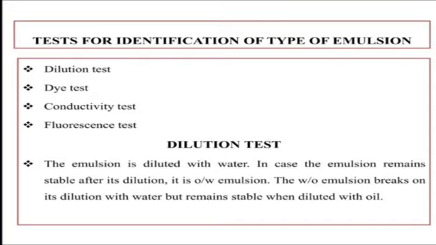We identify the type of emulsion by using these tests: dilution test, dye test, conductivity test, and fluorescence test. First one is the dilution test. In this test, the emulsion is diluted with water. If the emulsion remains stable after its dilution, it is oil in water emulsion. The water in oil emulsion breaks on its dilution with water but remains stable when diluted with oil. This is the dilution test.